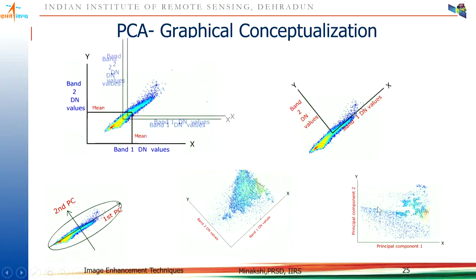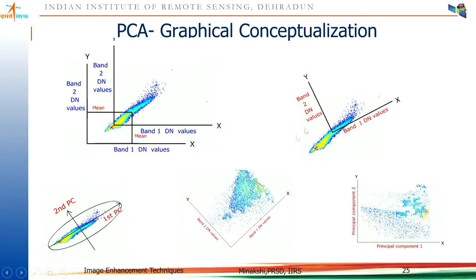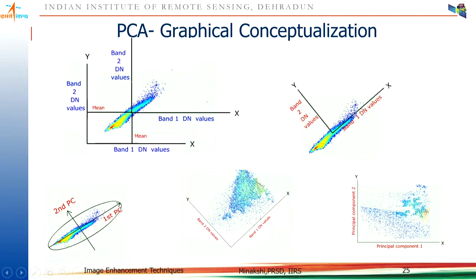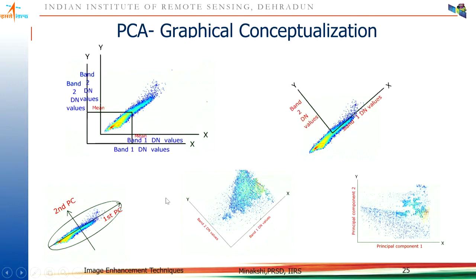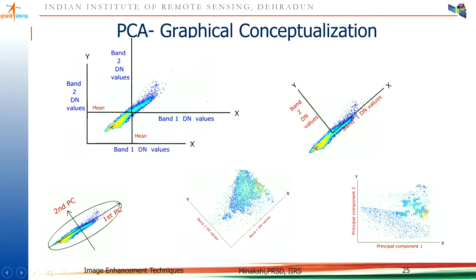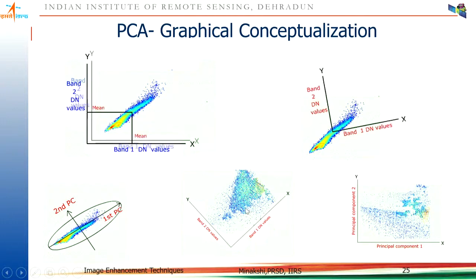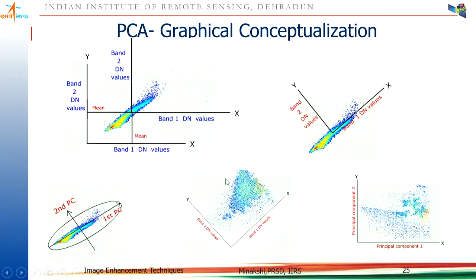Now this is graphically I have shown you. For those of you who have a mathematics background, we compute the axis using eigenvalues. We compute the new DN values using the eigenvectors. So the transformation is using eigenvalues and eigenvectors. But those of you who are not from a mathematics background, please don't get confused. You will only be using the software to convert your raw 4-band data into 4 principal components, and you will be analyzing the 4 components.